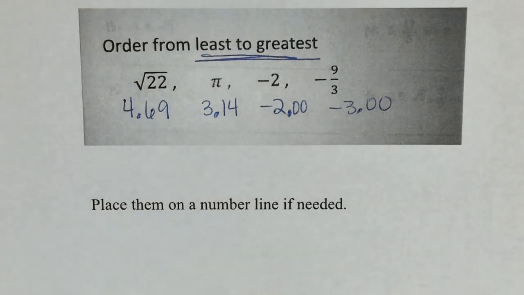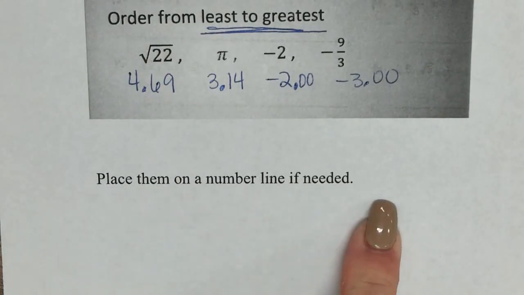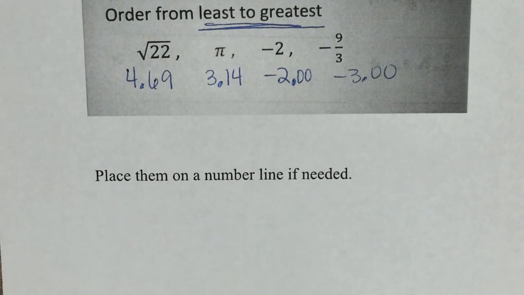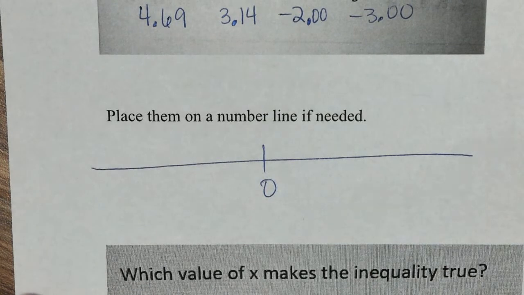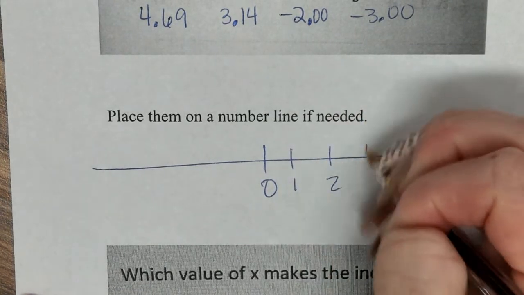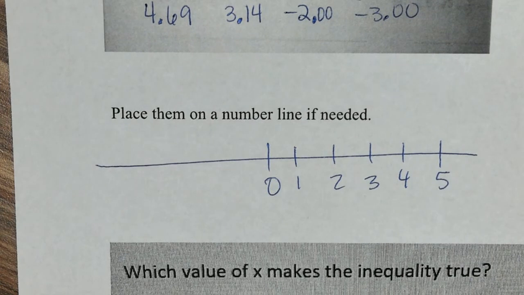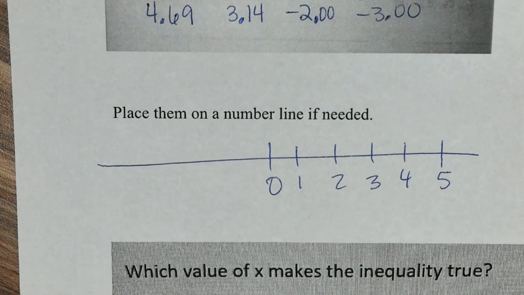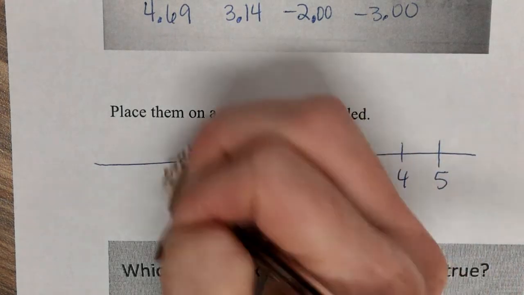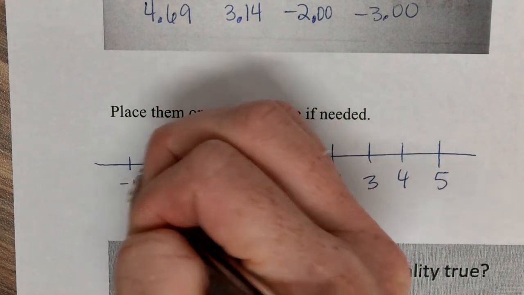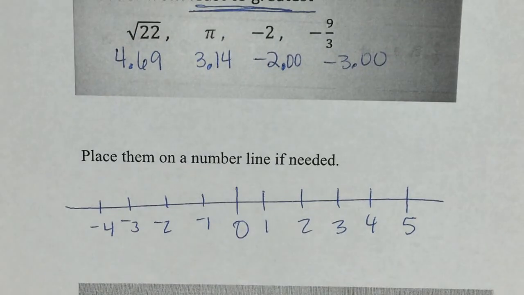Now, let's pretend we did not know that. We're confused. What does this tell us to do to help us? Draw a number line and put them on there. So here's my number line. Here's 0. Here's positive 1, 2, 3, 4, 5. You don't have to do this every time, but you're going to do this if you're confused. Here's negative 1, negative 2, negative 3, negative 4. That's good enough, yes? Put them on a number line.